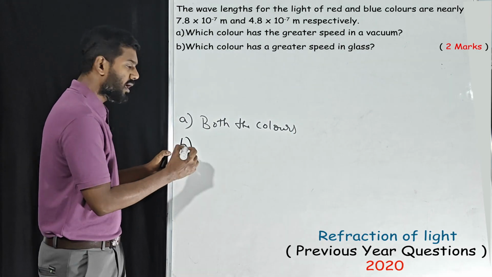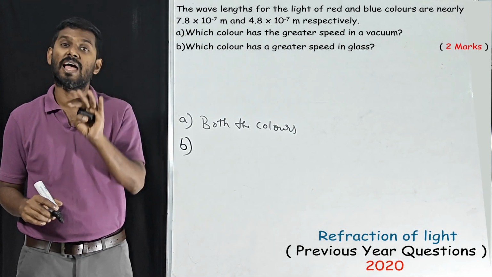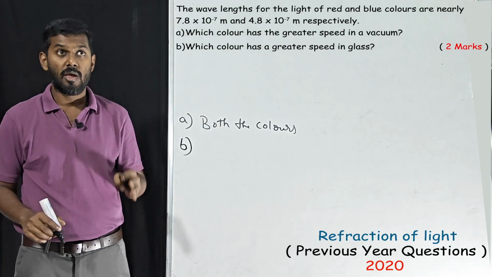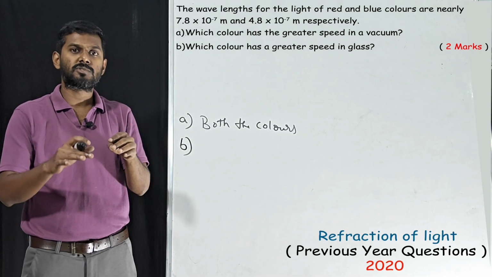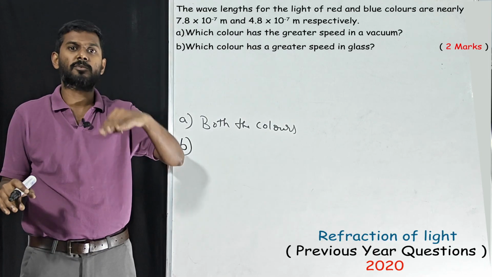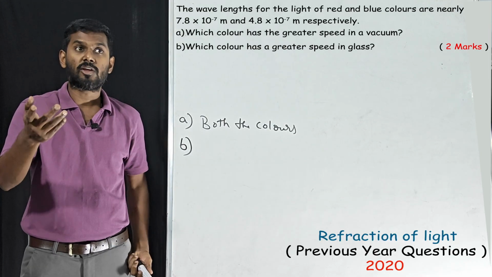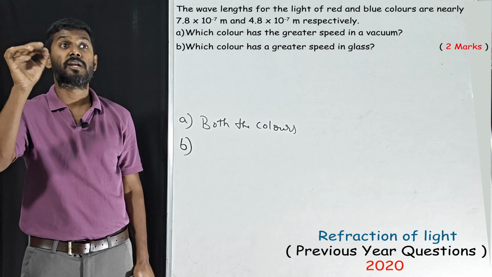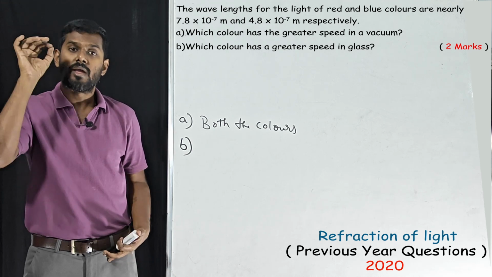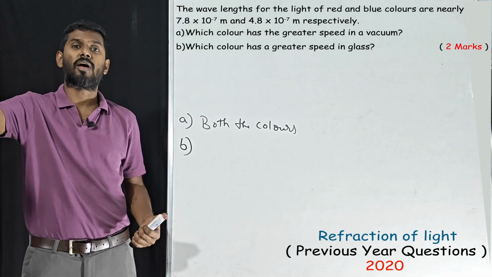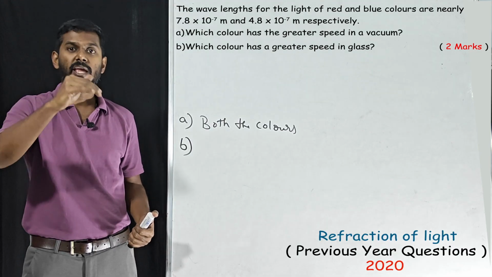Then when it comes to the second question, which color has the greatest speed in glass? Now glass is a medium, vacuum was not a medium, correct? Glass is a medium. Sometimes instead of vacuum they mention which color has the greatest speed in air. All the colors and all the radiations will travel with the same speed in air or vacuum. In both cases they will travel at the same speed.